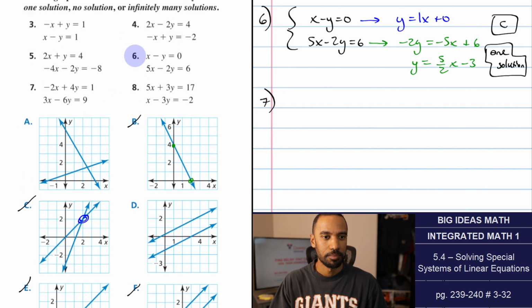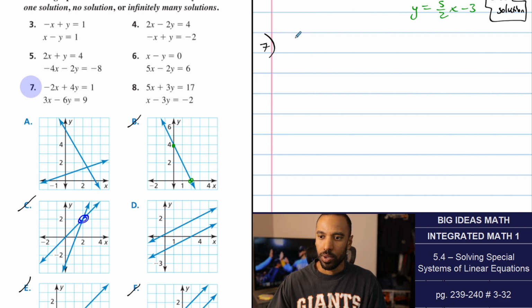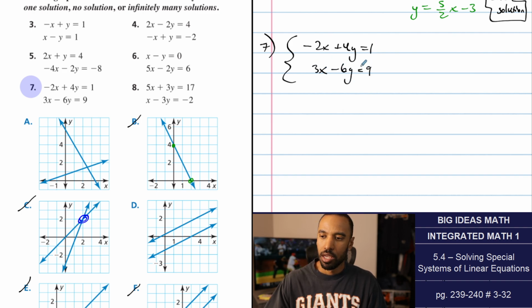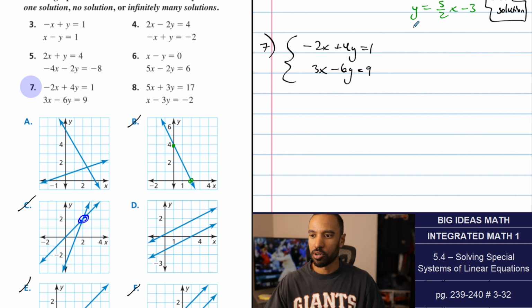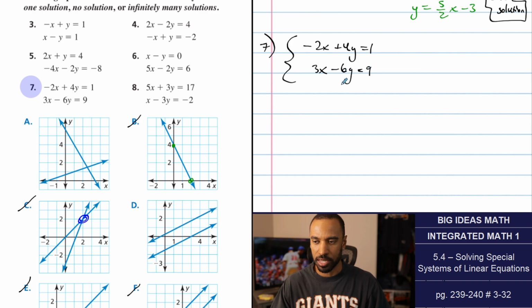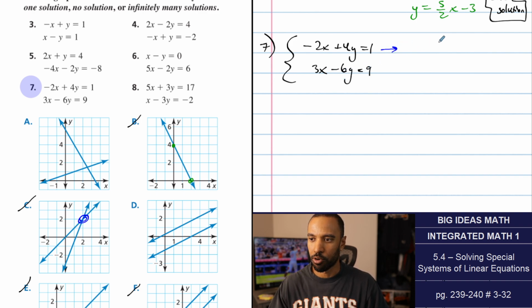All right, number 7. It's either A or D. Number 7. We have negative 2x plus 4y equals 1 and 3x minus 6y equals 9. Your wish is granted. If you wanted more slope-intercept form, you got it. I can't divide 1 by both 2 and 4. 9 can divide by 3, but not by 6. So I'm going to go for slope-intercept form on both of these.